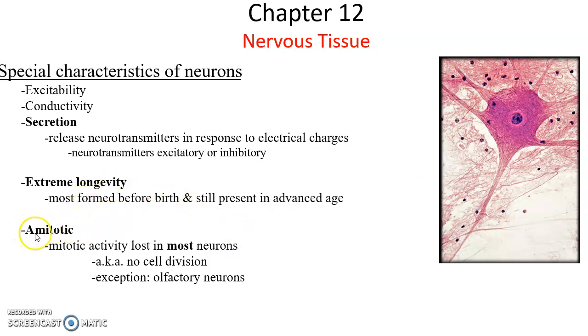Also, neurons are amitotic, so almost all neurons do not divide. So most of the ones that we get from before we're born, we maintain and can't form any new ones. There are exceptions. The olfactory neurons for the sense of smell actually are able to divide.